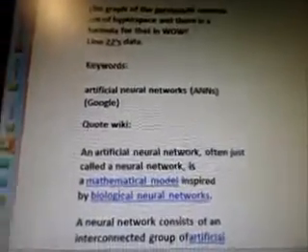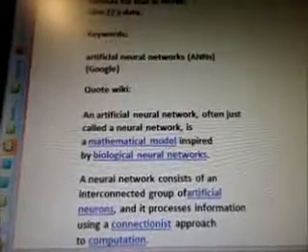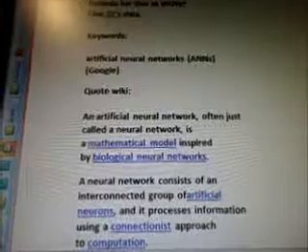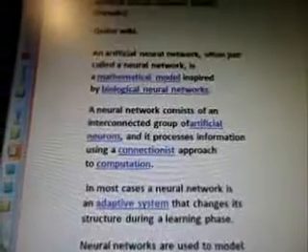So, quote from Wiki, an artificial neural network, often just called a neural network, is a mathematical model inspired by biological neural networks. A neural network. I ran out of battery power when I first started, so I'm going to go back to this video.